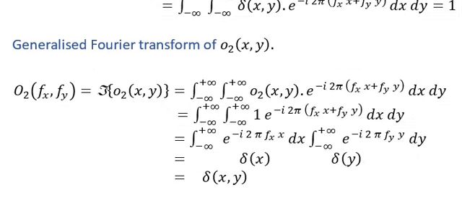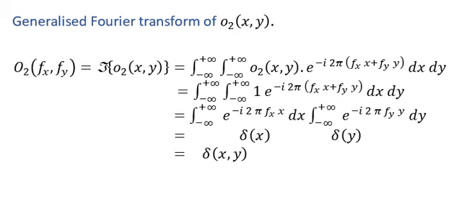And now let's compute the generalized Fourier transform of the function O2. The function O2 was a plane wave. On the left-hand side we have written capital O2 as a function of fx and fy, which means that we are talking about the Fourier transform with the Fourier variables fx and fy.